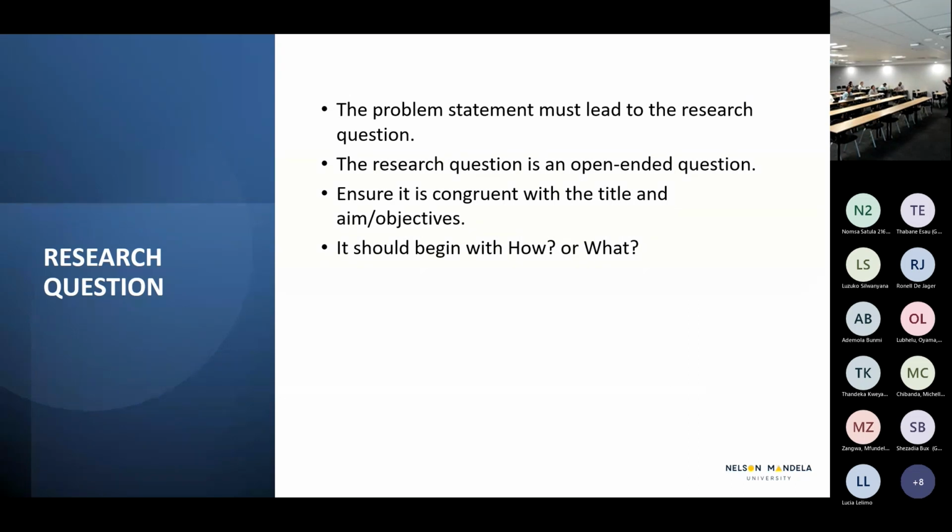If there's a disconnect between, for example, the title and the research question, immediately the reviewers are going to ask questions. Why is it like that? And you'll find as your proposal evolves over time, you sometimes forget to change the other areas. So you change the aim, looks beautiful, but you forget to change the title or the research question or the objectives. So always make sure you go back and double check that it is still in line.